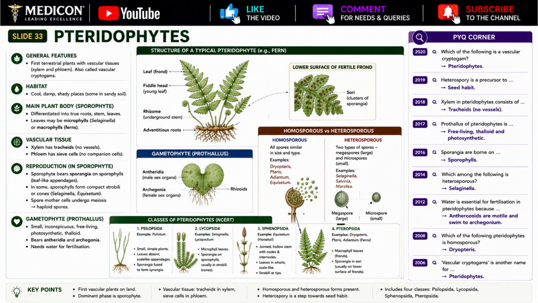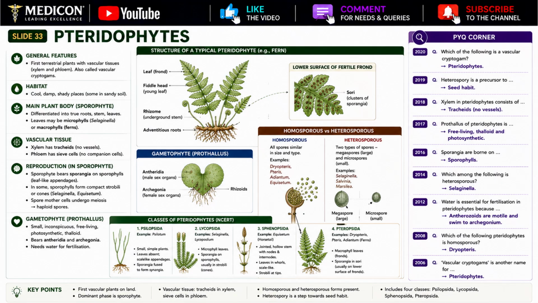The general features of the pteridophytes are, firstly, they are terrestrial. In the bryophytes we have studied that they are the amphibians of the plant kingdom. It means they can be seen growing in water conditions and on land also. Whereas pteridophytes are the first terrestrial plants with vascular tissues. Vascular means having xylem and phloem, also called vascular cryptogams.